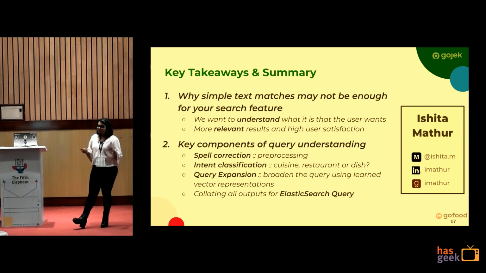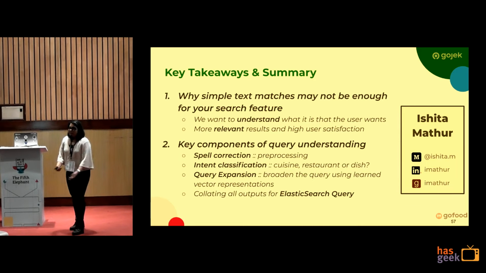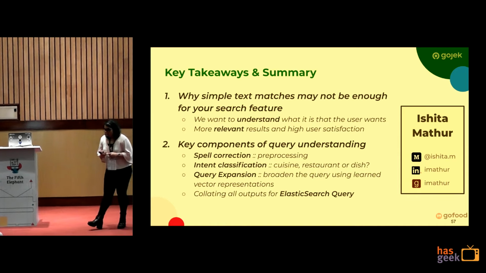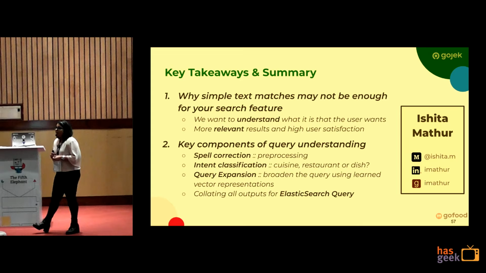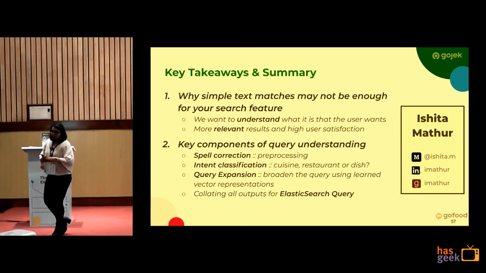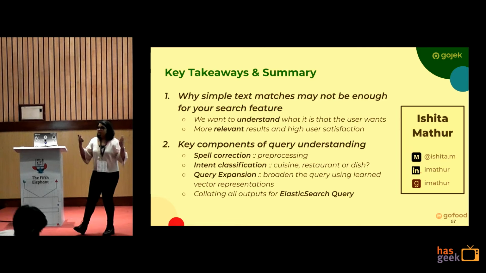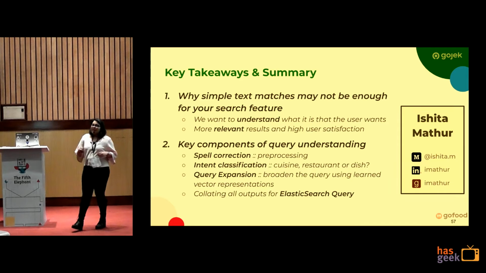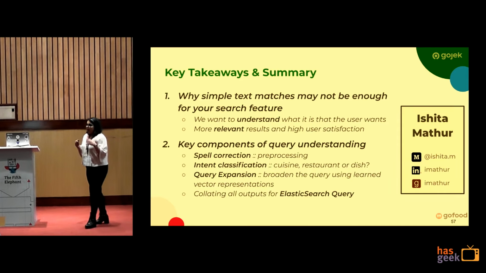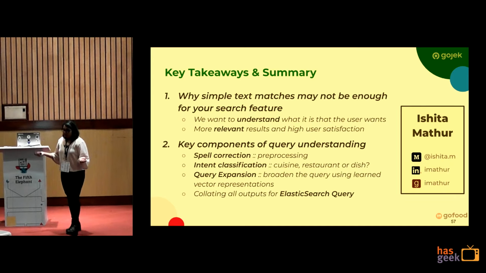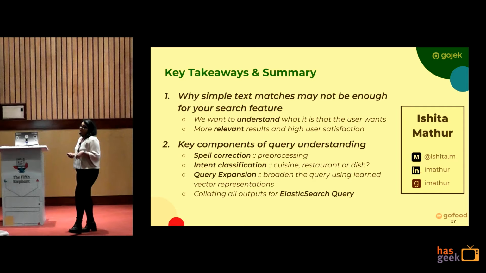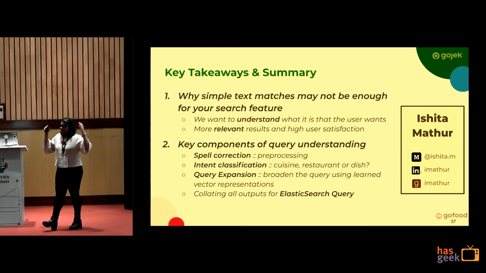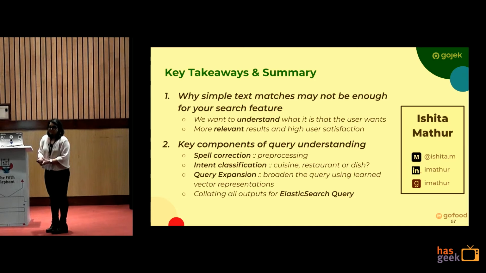Let's look at what the key takeaways from this talk were. I talked about why a simple text match may not be enough for search. And in this section, I explained why it is important to be able to understand the query and why surfacing relevant results can improve user experience. Then I talked about the key components of query understanding. I explained how we use a spell corrector, an intent classifier, and query expansion, and how we collate the outputs from all of these into a query semantics engine. So yeah, that's it. Thank you.